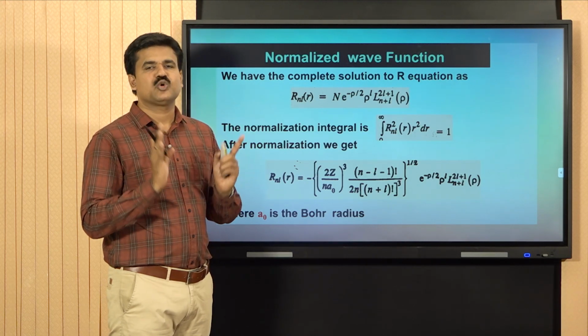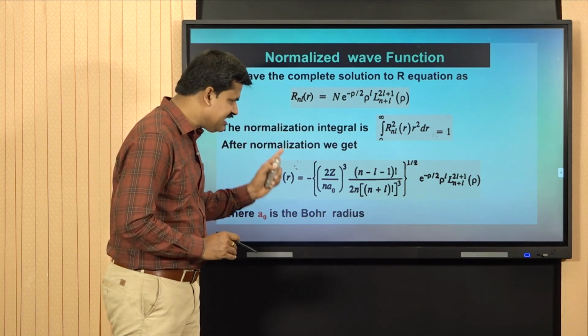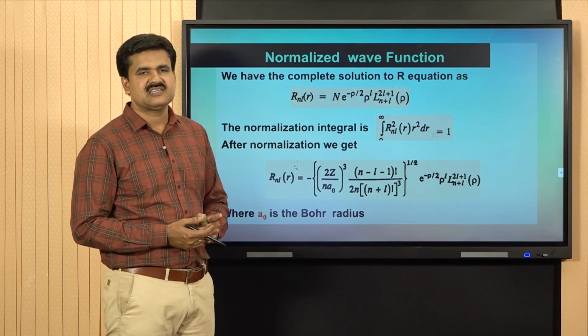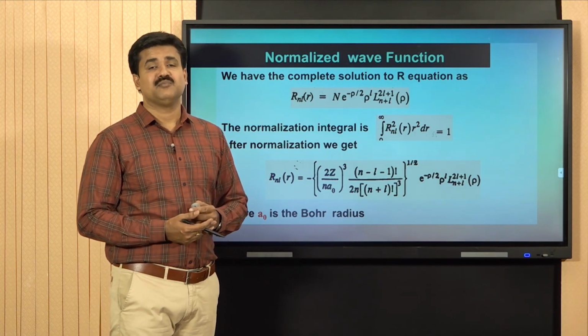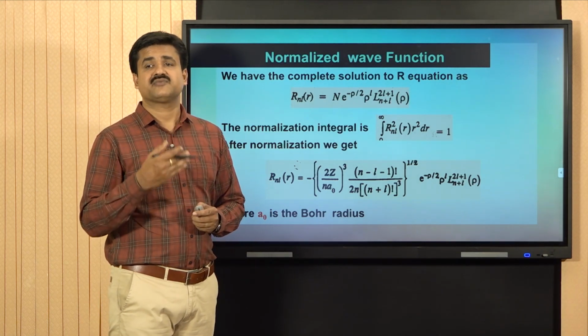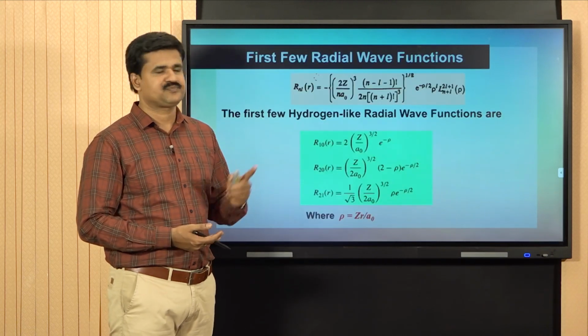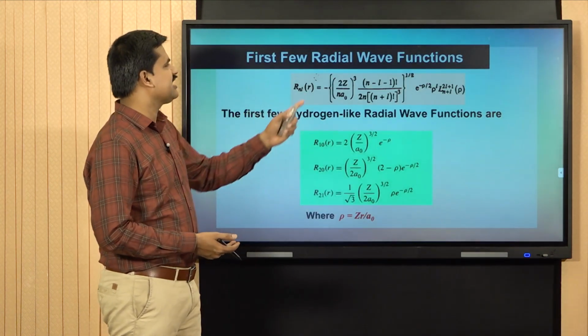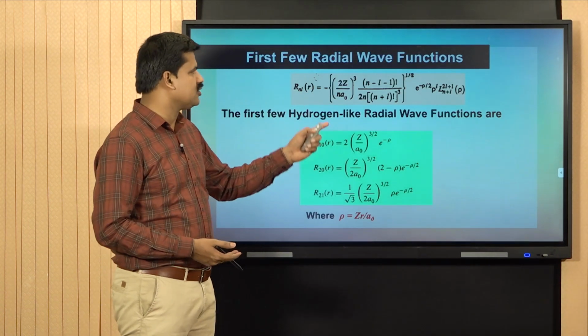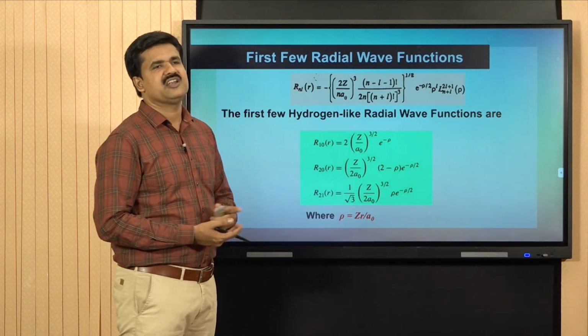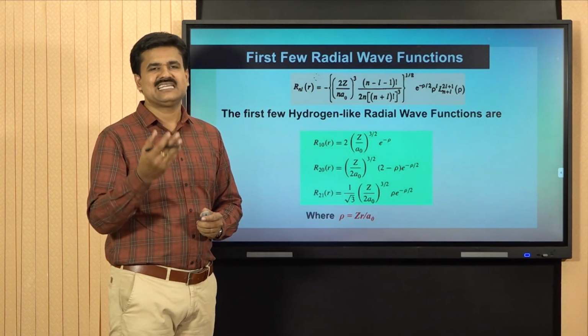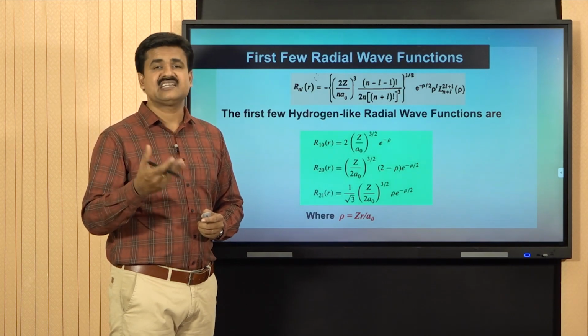This solution is normalized also. And in this solution, it should be noted that a0 is called the Bohr radius, that is the radius of the first orbit of the hydrogen atom. Now, R_nl(r) is this one, and we can put different values for n and l to get the first few hydrogen-like radial wave functions.